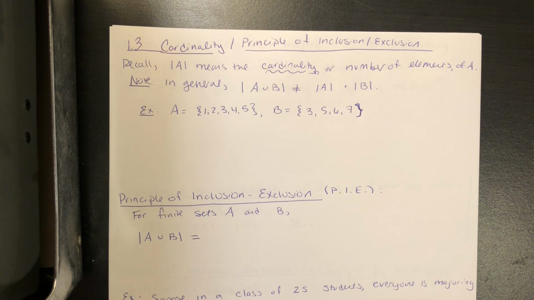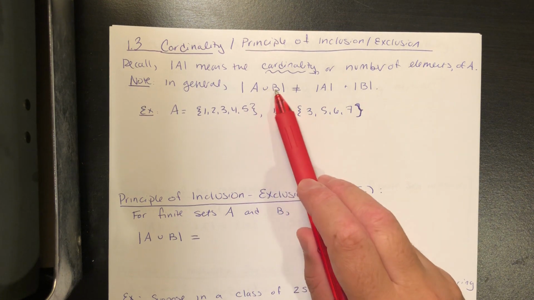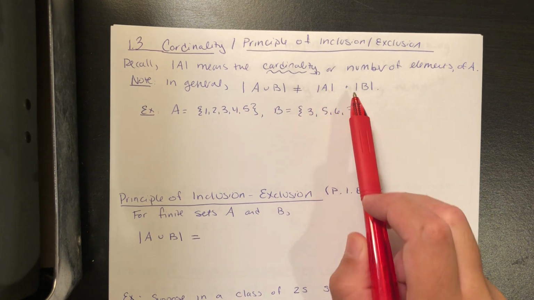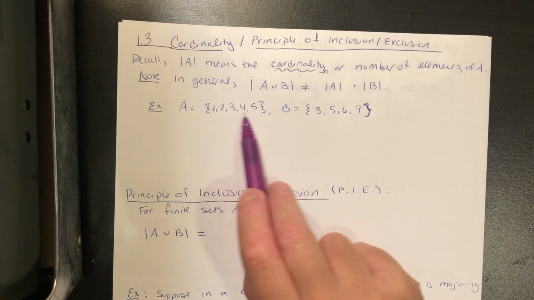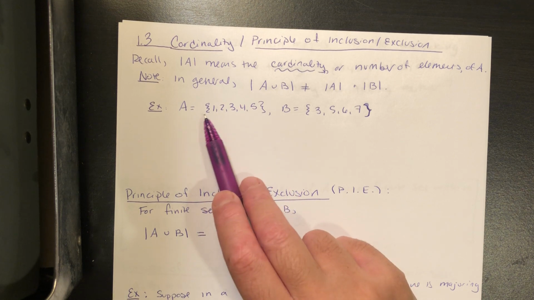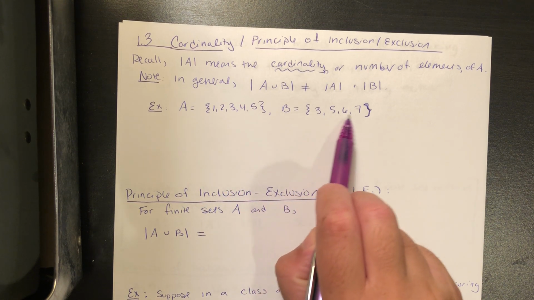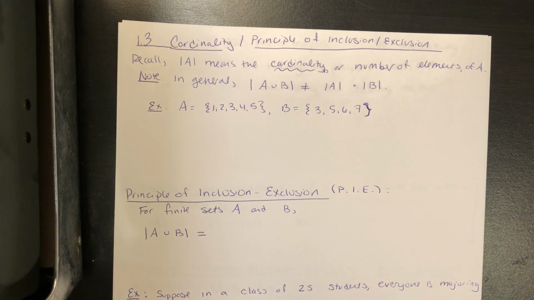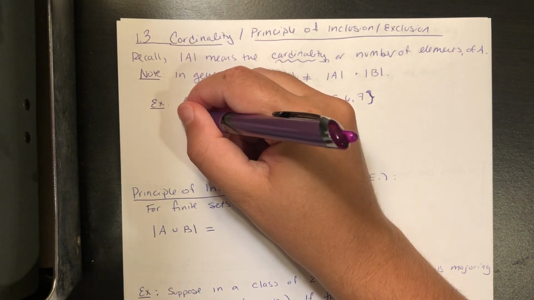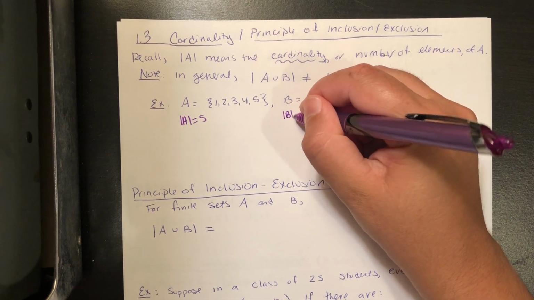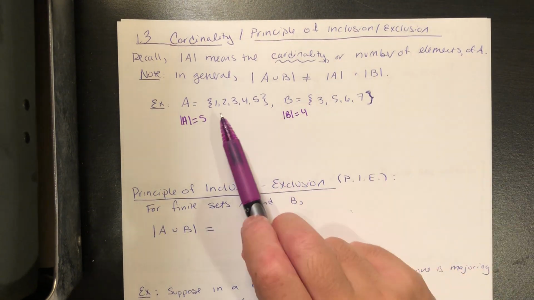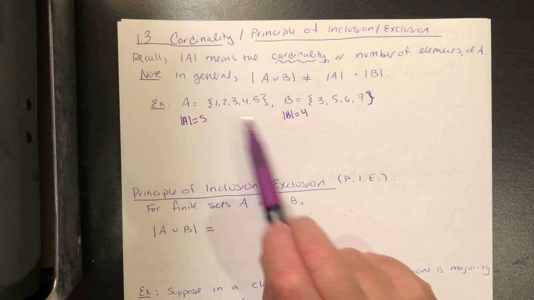However, it's not as simple as saying that if we wanted to find the cardinality of A union B, you can just add the cardinality of A plus the cardinality of B. This is not necessarily going to be the case. To give you one small example, let's look at the sets that we saw in the last videos. So A is a set containing 1, 2, 3, 4, and 5. B is a set containing 3, 5, 6, and 7. All right, well, the cardinality of A is 5. The cardinality of B is 4. Is the cardinality of A union B just going to be equal to 5 plus 4?